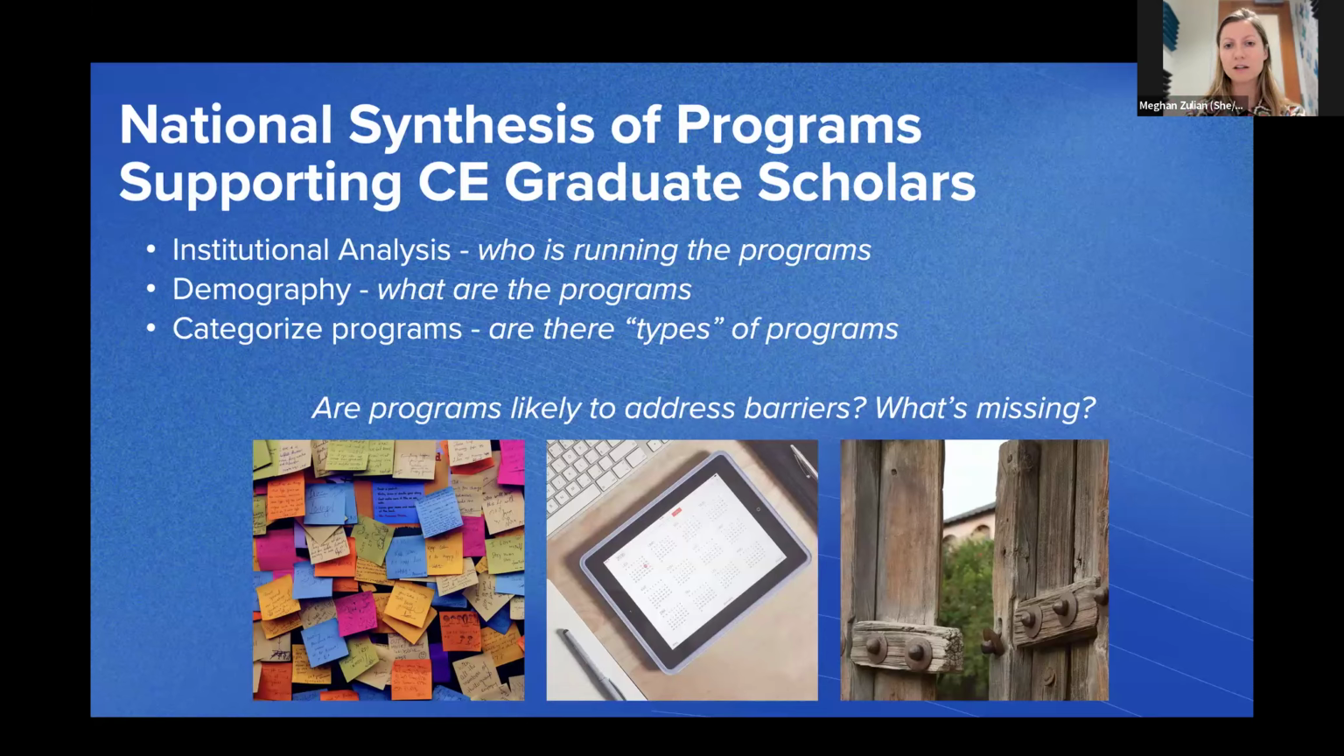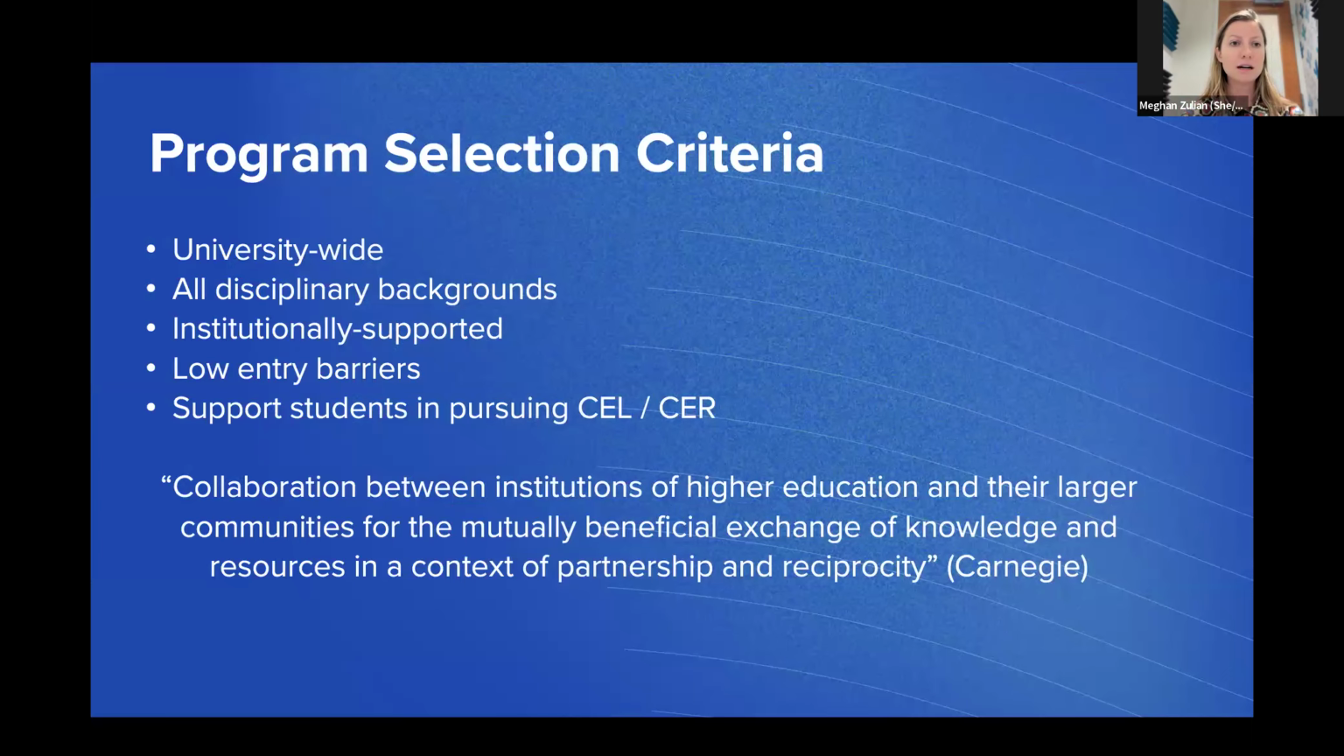And then sort of in the final context, are these programs likely to address known barriers for community engaged graduate scholars, such as those that I faced and others? And so, again, we're not focusing on all programs supporting community engaged graduate scholars. This was very much specifically looking at university-wide programs that were open to people of all disciplinary backgrounds. I will say there are far more disciplinary programs out there as well that are doing great work.